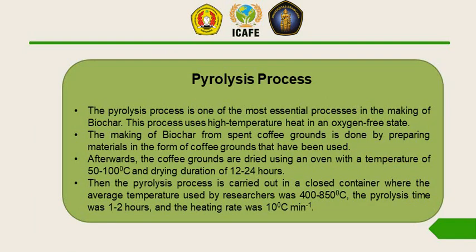Pyrolysis process. The pyrolysis process is one of the most essential processes in the making of biochar. This process uses high temperature heat in an oxygen-free state. The making of biochar from spent coffee ground is done by preparing materials in the form of coffee grounds that have been used. Afterwards, the coffee grounds are dried using an oven with a temperature of 50 to 100 degrees Celsius and a drying duration of 12 to 24 hours.